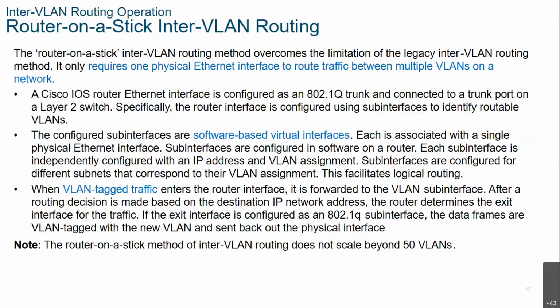So a Cisco IOS router is configured as an 802.1Q trunk and connected to a trunk port on a layer 2 switch. So the router is configured as a trunk and connected to a trunk on a layer 2 switch. Specifically, the router interface is configured using sub-interfaces to identify routable VLANs. These sub-interfaces are software-based virtual interfaces. That's why we call it logical. They would have their own IP addresses, okay, and they can be configured, and they will respond to their own VLAN assignment.